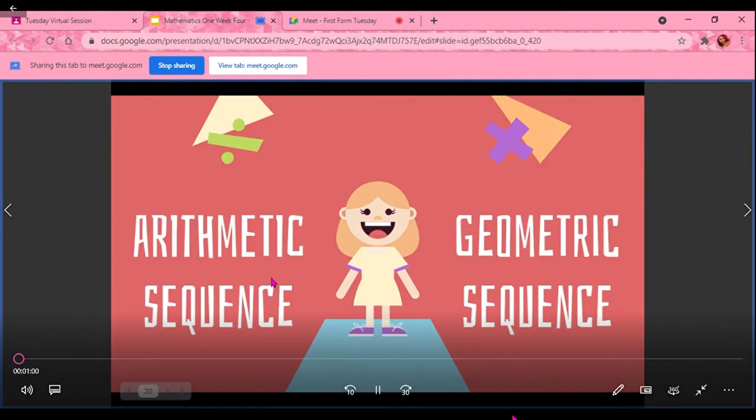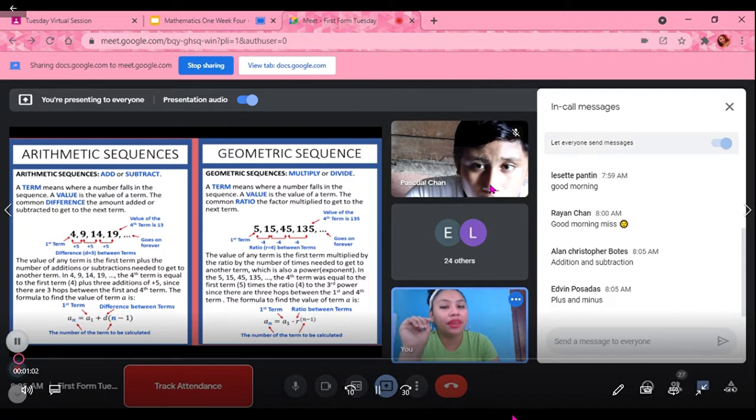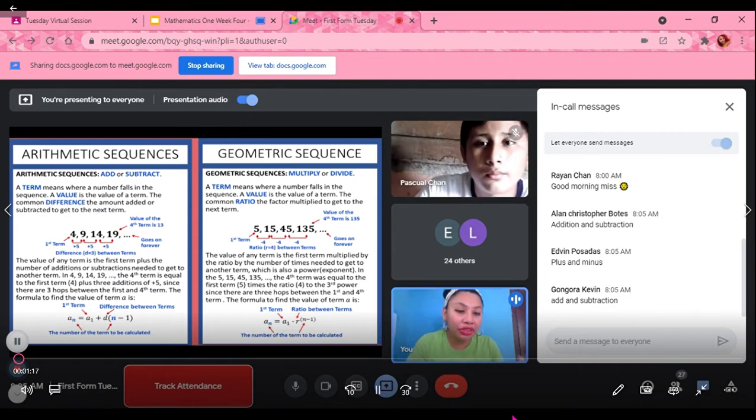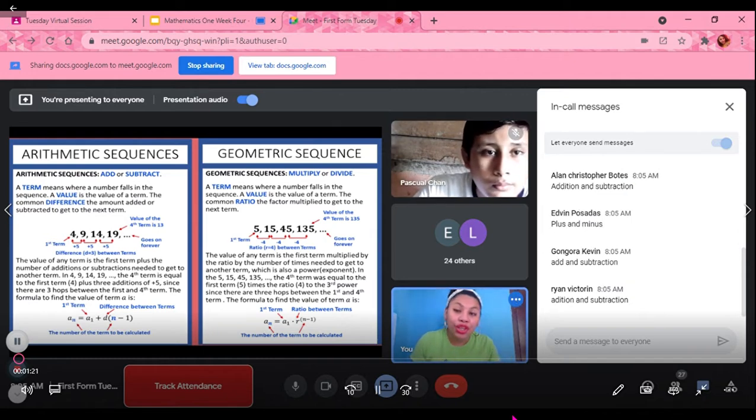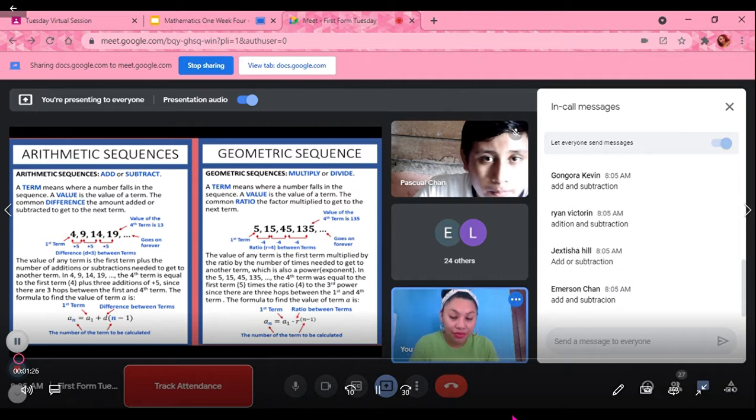Let's go back to what we talked about yesterday. Yesterday, we said that an arithmetic sequence has to have addition or subtraction. And I see that Alan and Edwin have that in the chat. Very good. So when I have a number pattern that goes 2, 4, 6, 8, 10, I'm adding by 2, then I know that that is an arithmetic sequence.